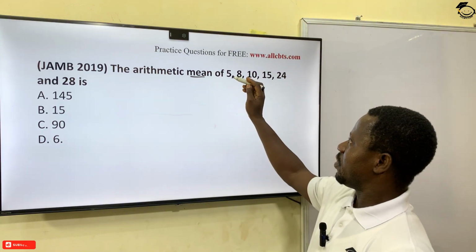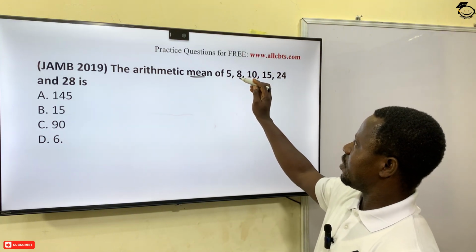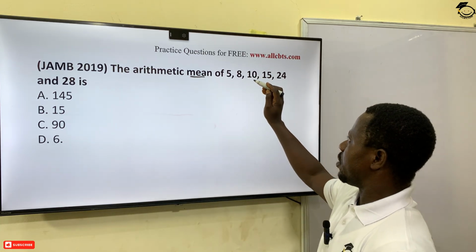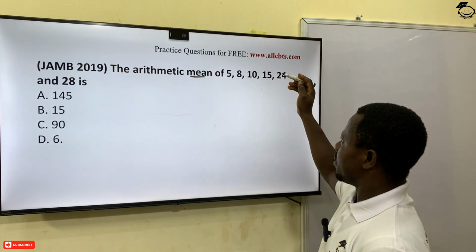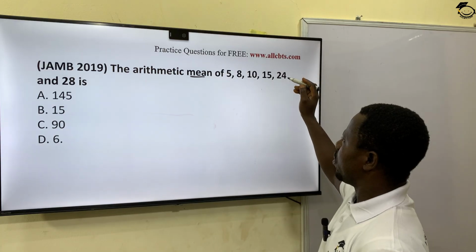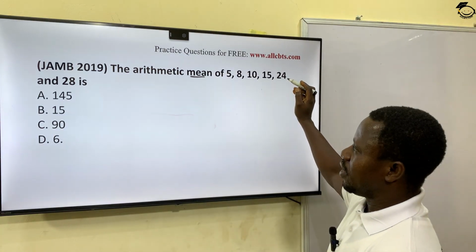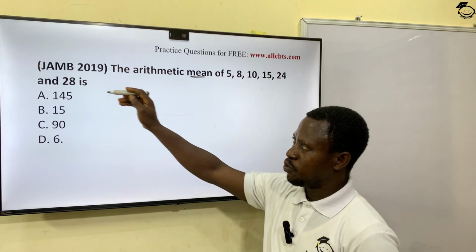We have 5 plus 8, that's 13. 13 plus 10, that's 23. 23 plus 15, that's 38. 38 plus 24, I think that should be 62. Okay? And 62 plus 28, that should be 90.